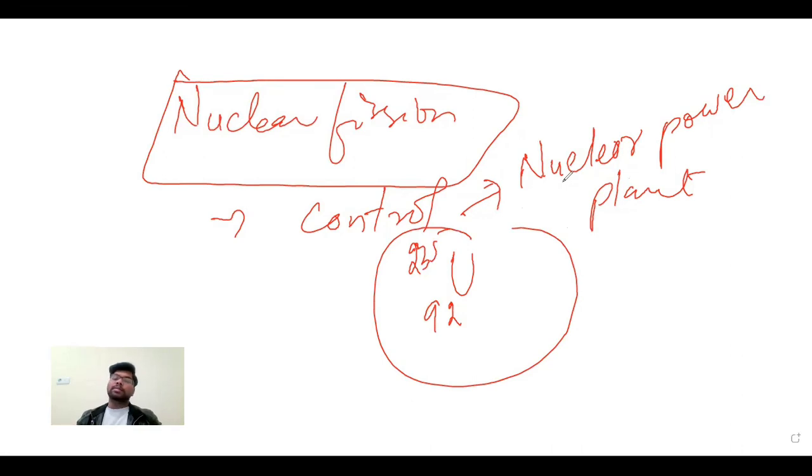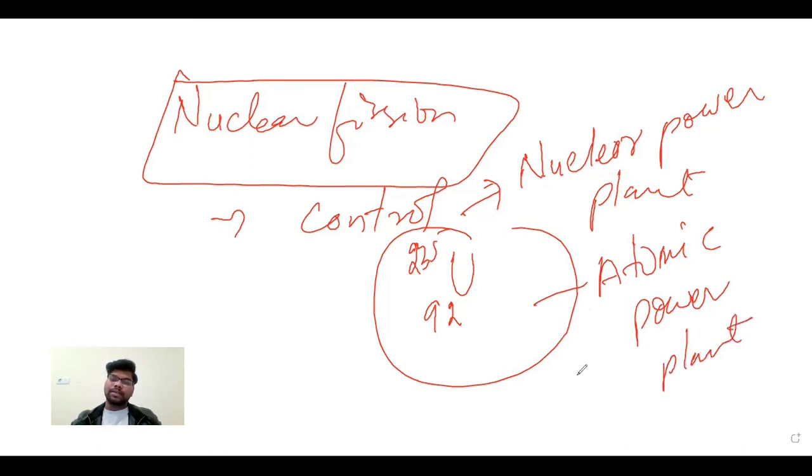We can say atomic plant. If this nuclear fission reaction takes place under control, then it is called an atomic power plant, where we generate electricity. Understand? Generally uranium is used, and thorium too; scientists are now working on using the thorium element to generate electricity. But as of now, uranium is used to generate electricity.